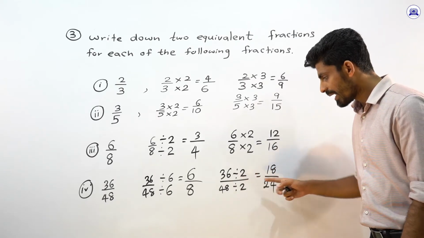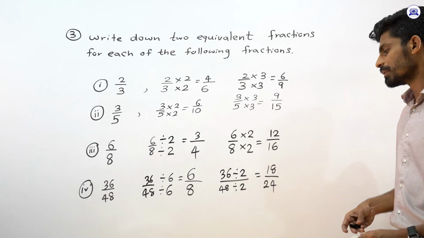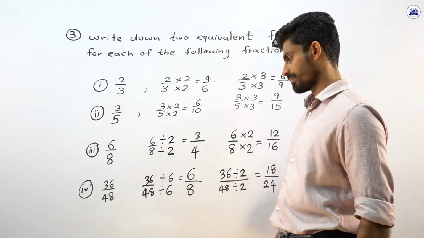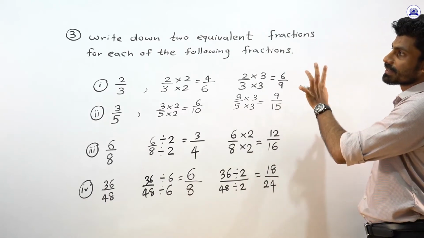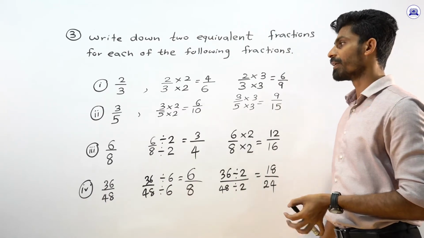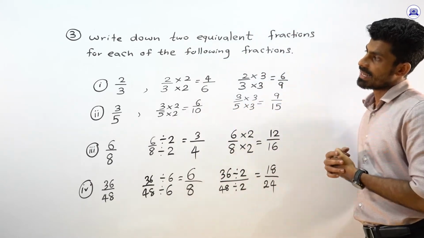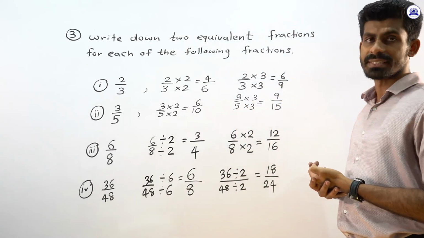36 divided by 2, 18. 48 divided by 2, 24. Right? So write down the two equivalent fractions for each of the following fractions. That one is very easy. So let's move to the next question.